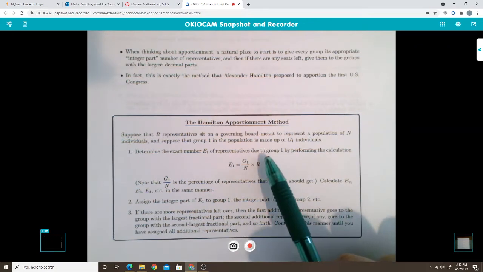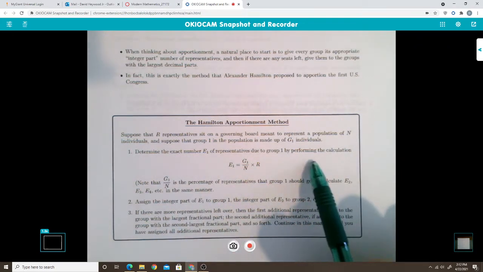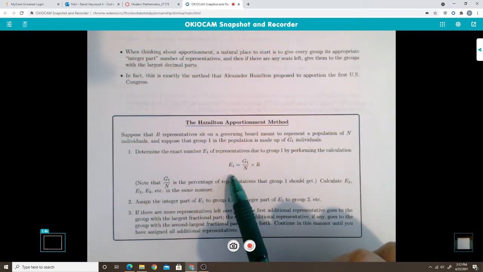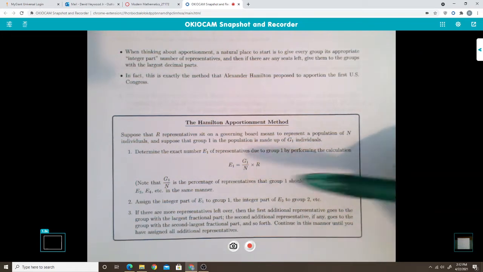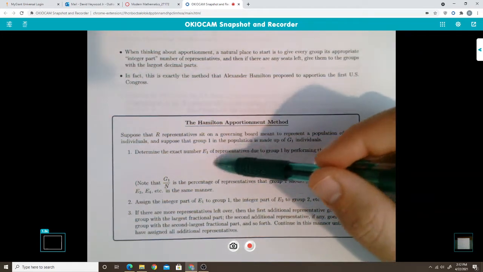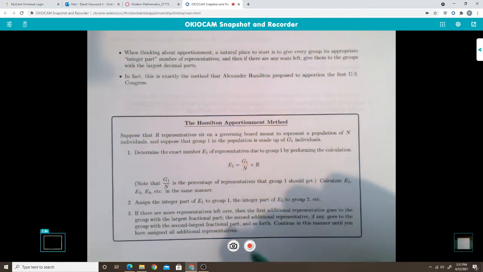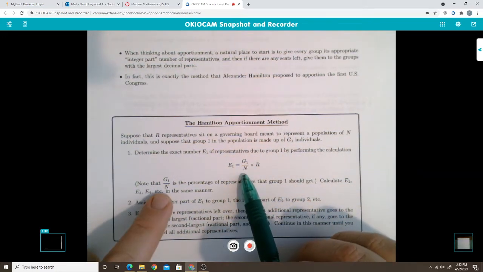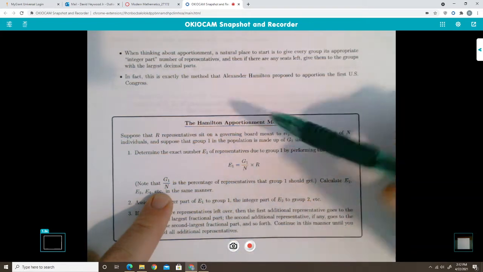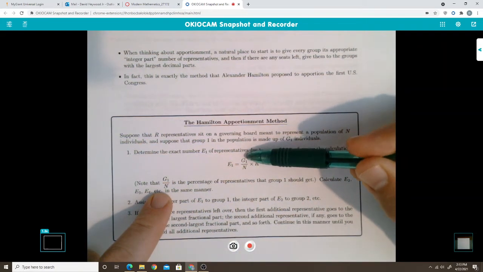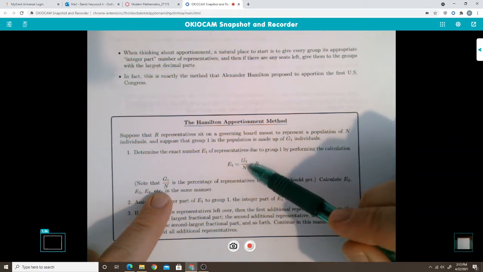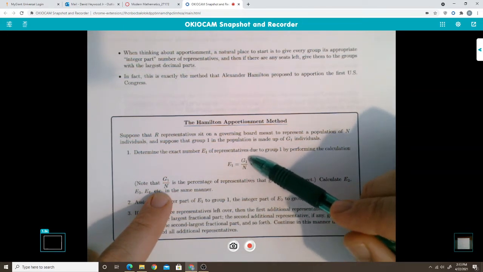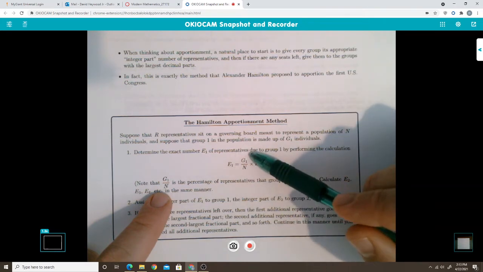The way we find that number is by performing the calculation E1 equals G1 divided by N, times R. Let's break this down so that it makes a little bit more sense. First of all, note that G1 divided by N would be the number of people in group 1 divided by the total number of people in the population. In other words, this would be the percentage of people in group 1.